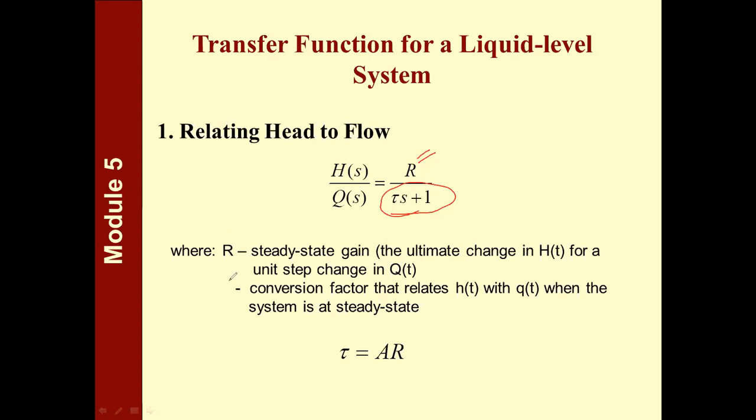Now, this R can also be viewed as the conversion factor that relates your head to volumetric flow rate when the system is at steady state. Now, for a liquid level system, the tau that you are seeing here is equal to the product of the area times the linear resistance R. So that's your tau. As to how this particular transfer function came about for your liquid level system, I'd like to show you the derivation. It's a short process, and the rest of the derivations I will leave to you as an exercise.